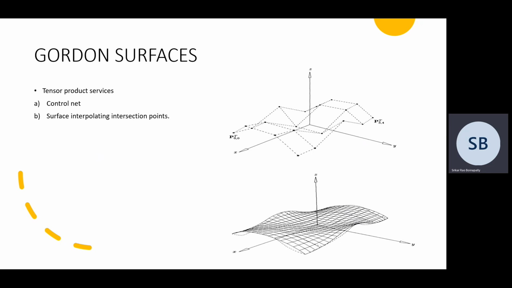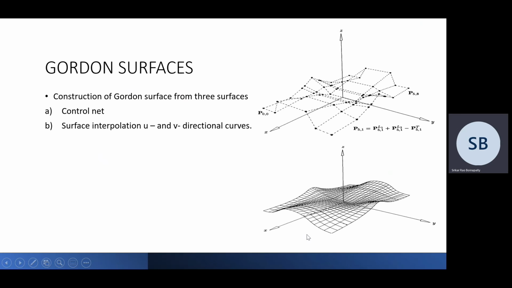The third one is tensor product surfaces. Tensor product surfaces can be constructed in two ways. The first one is by control net, and the second one is by a surface interpolating the intersection points. Then comes the main Coons surface. The main Coons surface can be constructed in two ways. The first one is by control net, and the second one is by a surface interpolating U and V directional curves. In this one, we add two surfaces and subtract the third surface, like the basic Coons surface definition says.